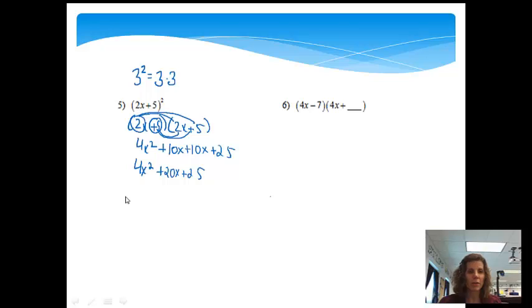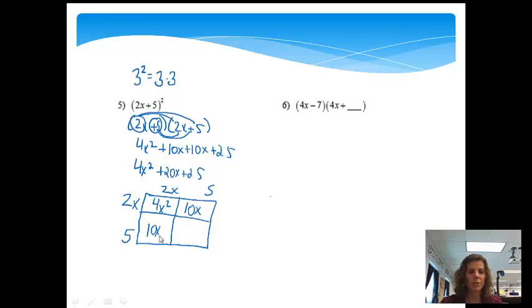Right, and then if you did that the rectangular method, we'll have 2x and 5 on one, and we'll have 2x and 5 on the other as well. And then filling in my boxes, 2x times 2x is 4x squared, 2x times 5 is 10x, 5 times 2x is 10x, 5 times 5 is 25. So then if I combine like terms, I'll get 4x squared, those 10x's and 10x's combine into 20x plus 25. So notice either way, I once again got the same answer.